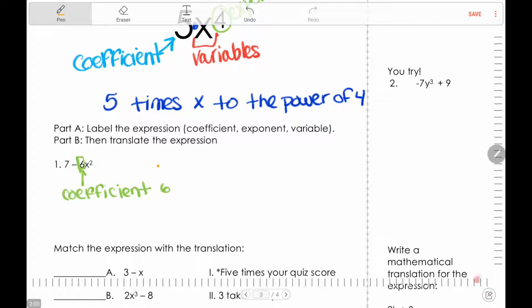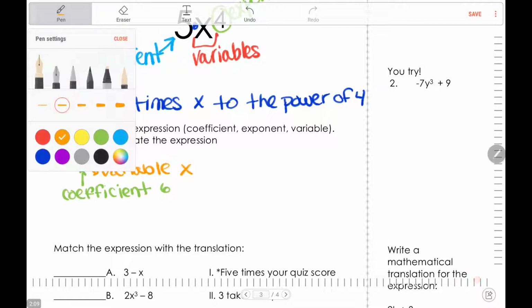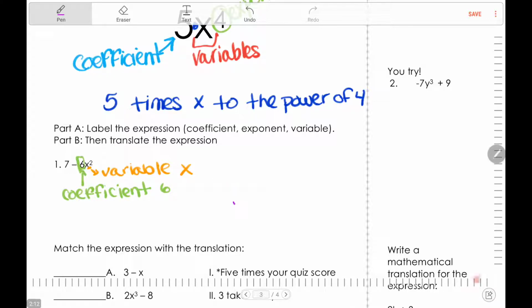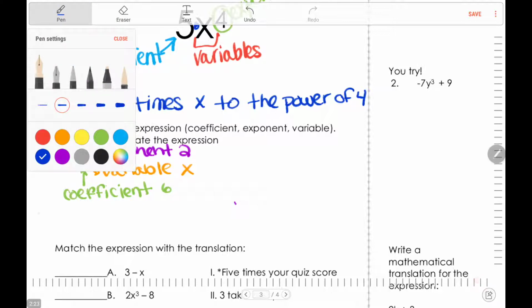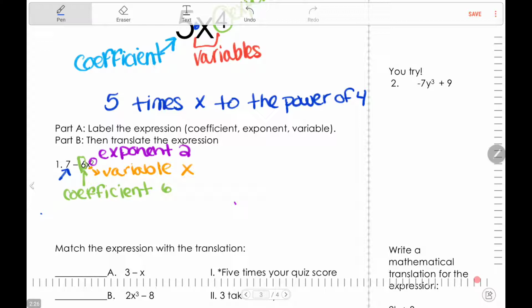Alright, my variable, and my exponent. Okay, and the number in front, that 7, is called a constant. Alright, we can label that also just to keep it consistent. Constant means it's not changing. Okay, that looks a little messy.